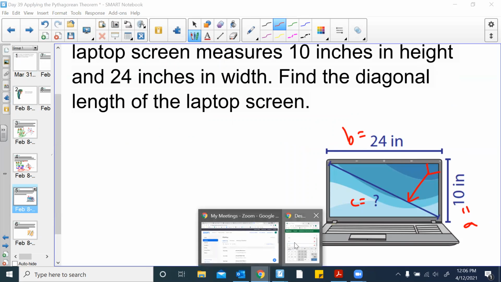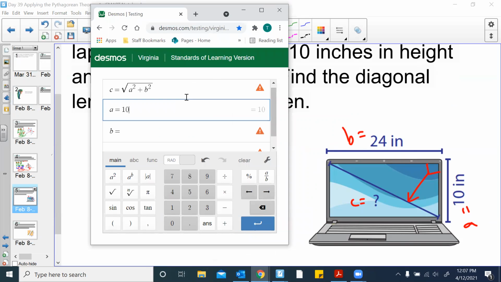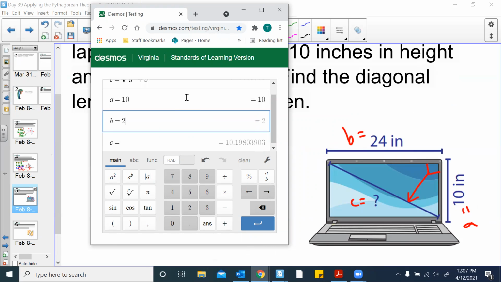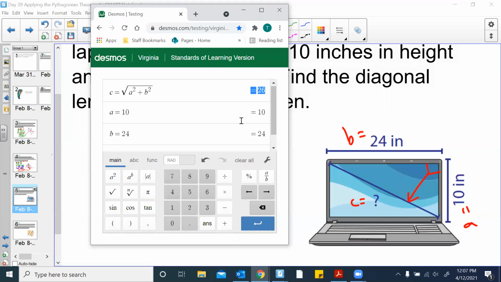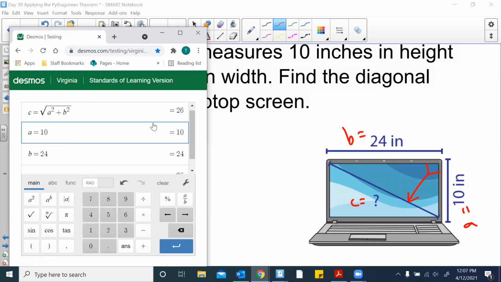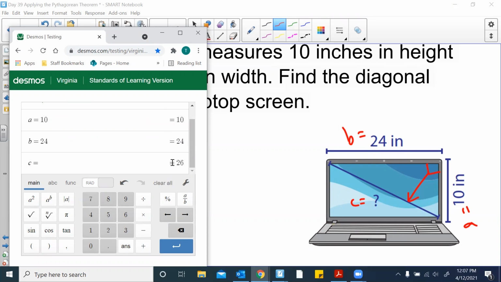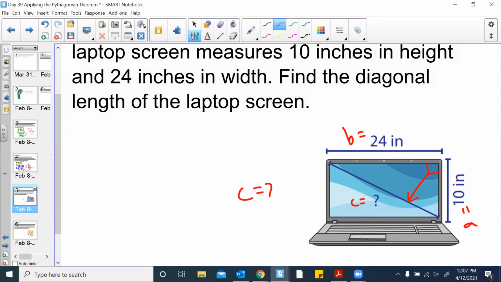Come over here to Desmos. Type in my a, which is 10, my b, which is 24. And you'll see that it gives me my answer at the top. But also, where I didn't put a value in for c, it gives me that same answer. So this is kind of helpful as well, because when we're verifying, we're looking for the two numbers to match. So when you see two numbers that match, here you also have an answer. So we will have c equals 26 inches.